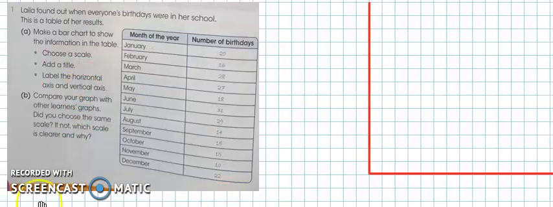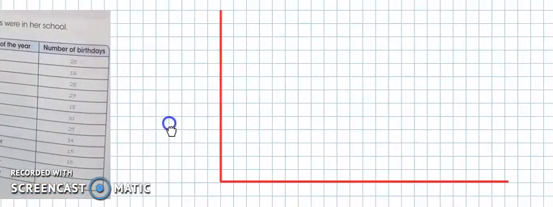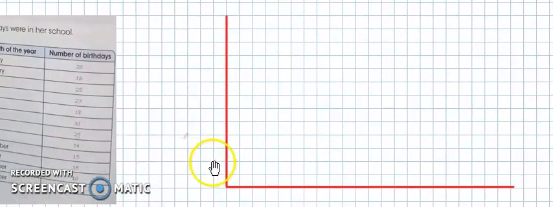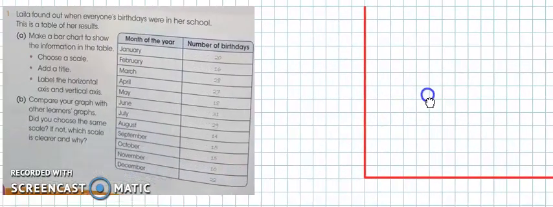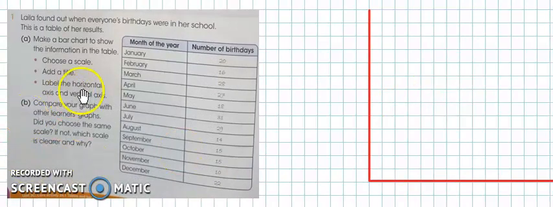Before starting a bar chart, the very first thing that you need to do is draw your horizontal and vertical axis. Like here in this diagram, you can see I have drawn my vertical axis. This is the vertical axis and this is the horizontal axis, because this is very important before drawing the bar chart.